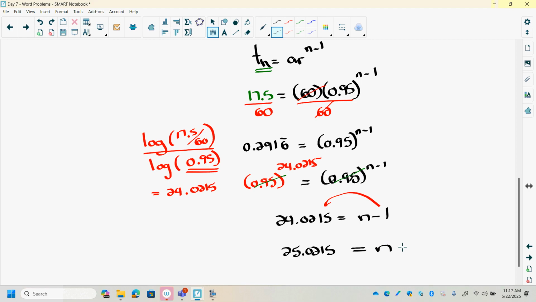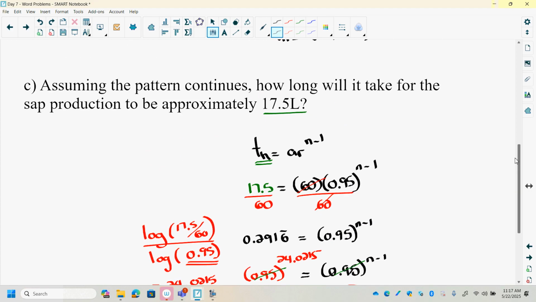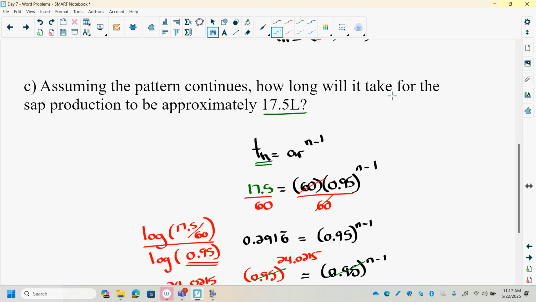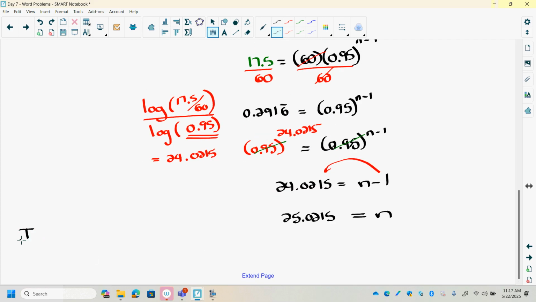Now let's write a sentence to answer the question. What was I figuring out? How long will it take for the sap production to be approximately 17.5 liters? I would say it will take 25.0215 what? Years for the sap production to reach 17.5 liters. Or you could say it would take approximately 25 years. Is that okay?